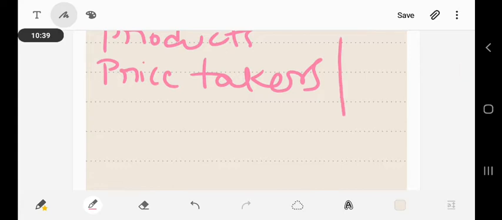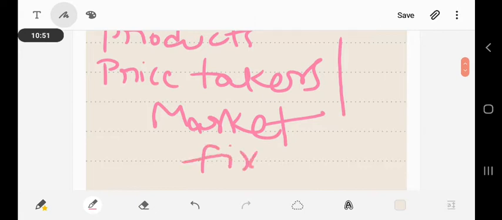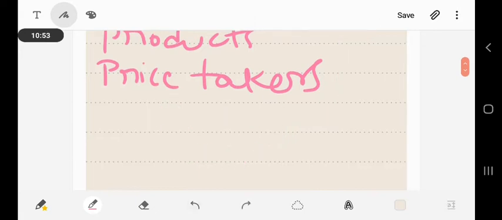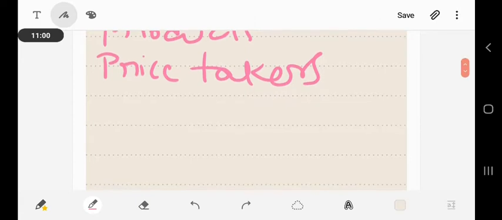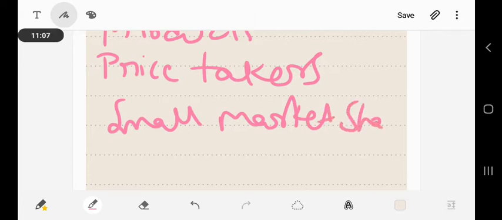Here no one will fix the price. No particular firm will fix the price for a product. The market will fix the price of a product. And also all firms have a relatively small market share.